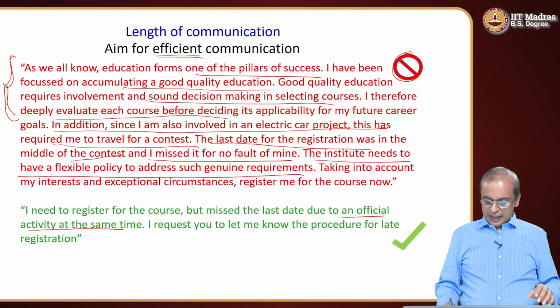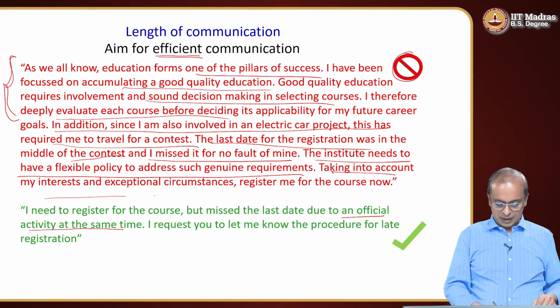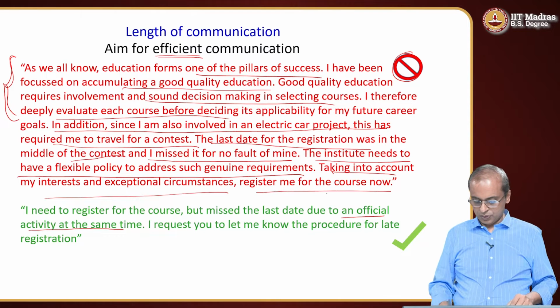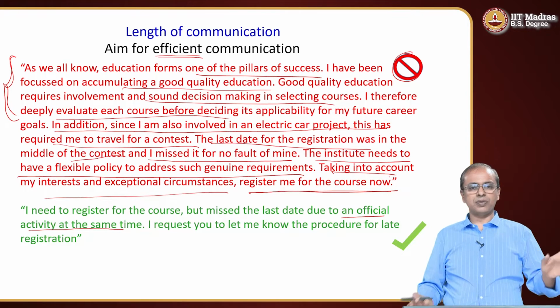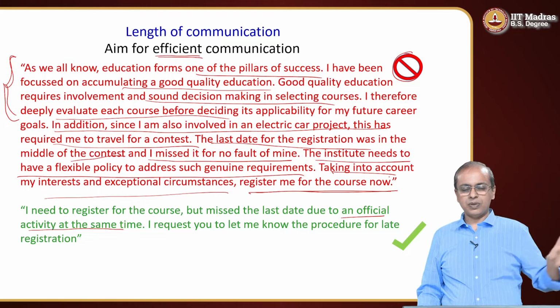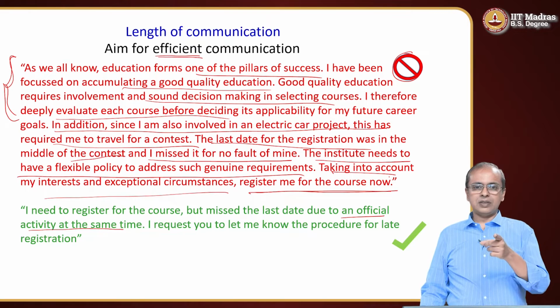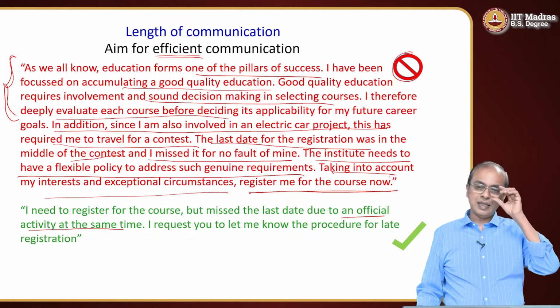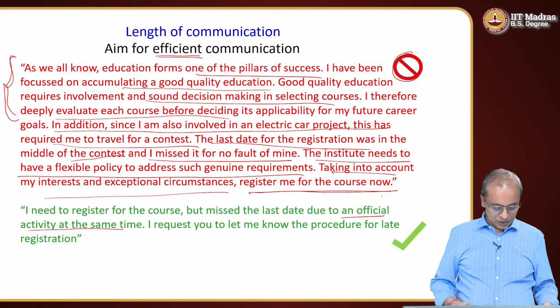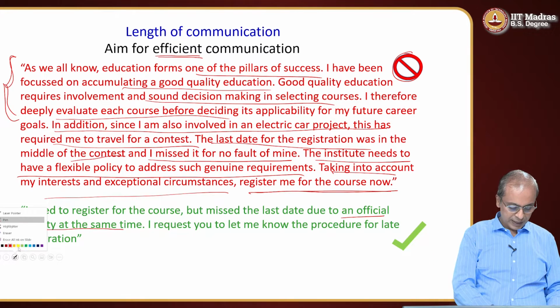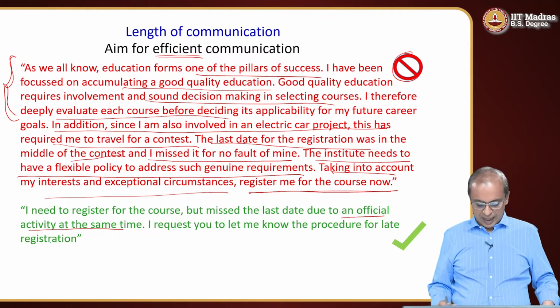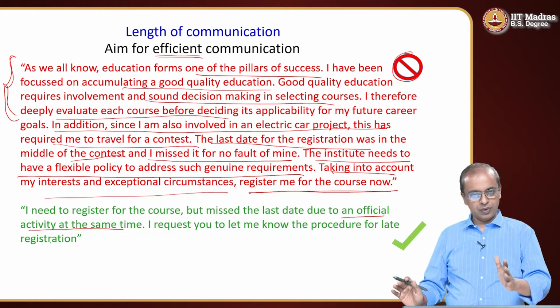Okay. Taking into account my interests and exceptional circumstances, register me for the course now. So, this is a very blunt statement, register me for the course now, get this done. Now that you know all the story that I have told you, do not ask questions, get this done, right. So, that is not the right way of saying it. So, what you see down here is a much more elegant and beautiful way of conveying the issue that we are facing. I need to register for the course, okay.